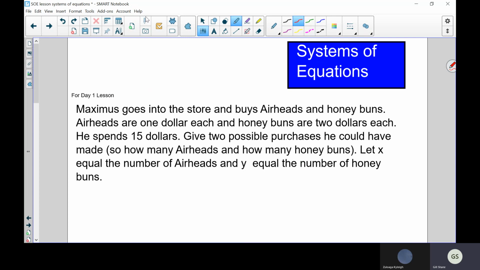Maximus goes in the store and buys airheads and honey buns. What's the starting number? 15. He doesn't start with $15 in this, because we're talking about the amount he spent. $1, $2, those aren't starting numbers. That's per. Remember, we don't multiply those numbers. Those will be multiplied by something. Is it unknown? Starting number means no number.